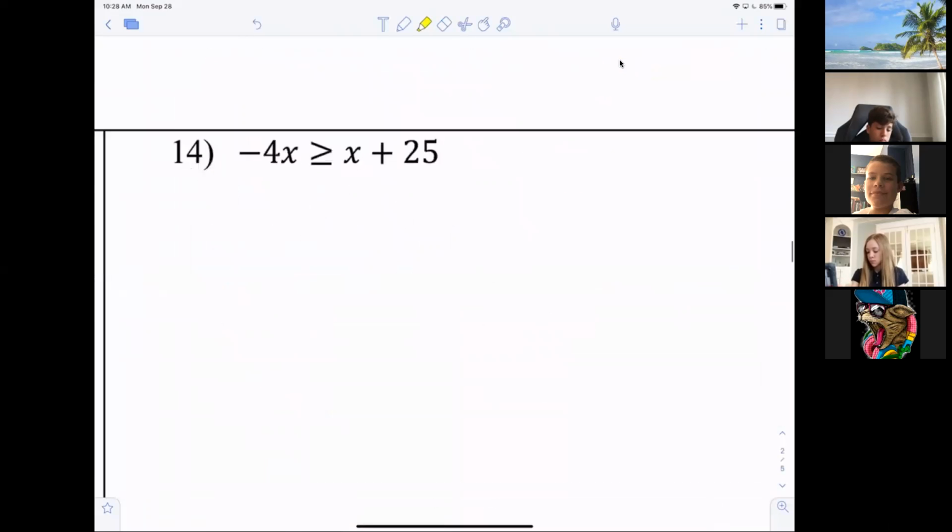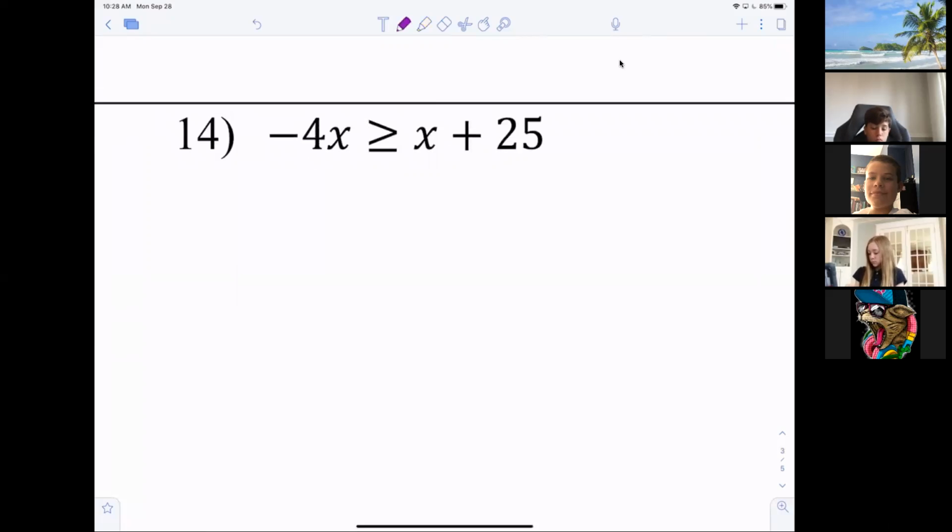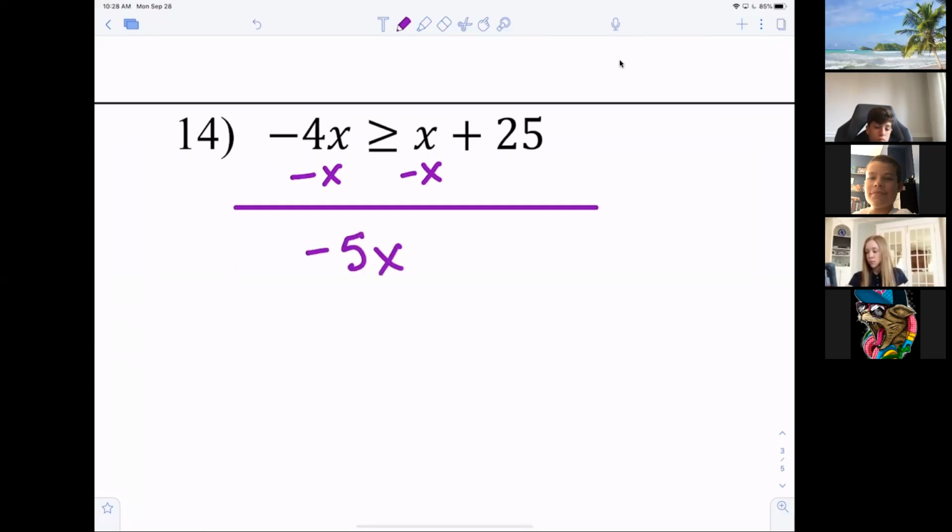Here we go. Okay, Miss Scamp, tell me what to do first on 14. Right, subtract x, so what does that become? Say it again. You with me? Now what? That's correct. Do I change the sign this time? Yes. Good job, kiddo. All right.